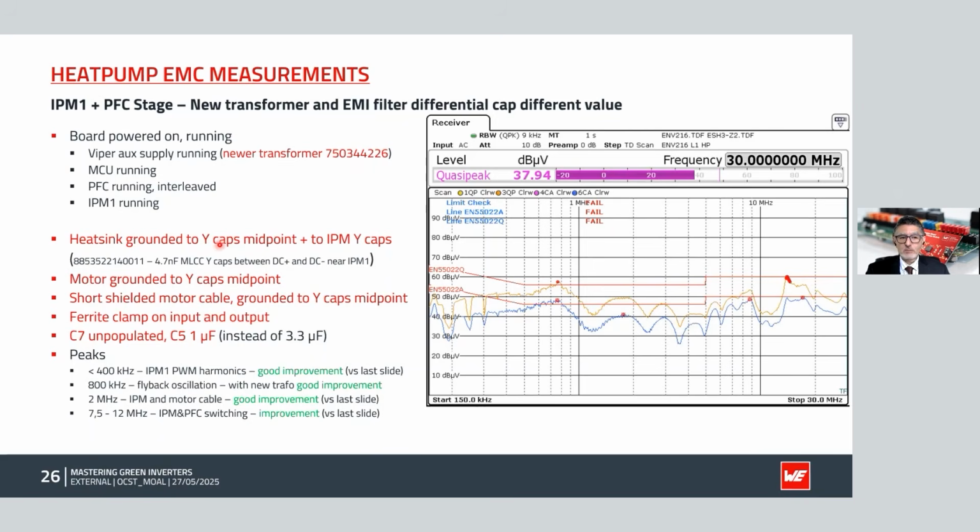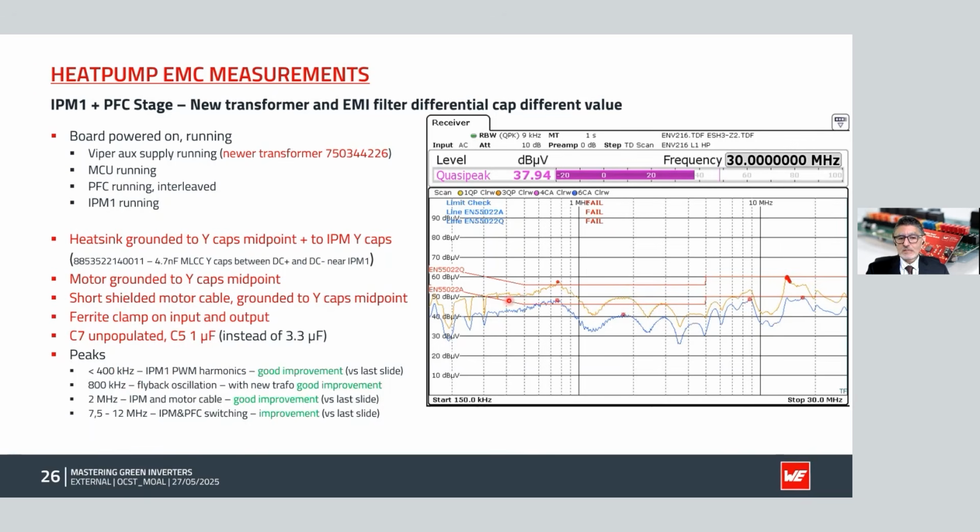Grounding, for example, the heatsink to the Y-cap center point. The motor was grounded to the Y-cap center point. We used a shielded cable, which is a much shorter cable as well, between the motor and the board. We also used ferrite clamps on the input supply AC mains and the output to the motor. And we also optimized the input filter as well. So that has resulted in these improvements that we see here across the whole frequency range.